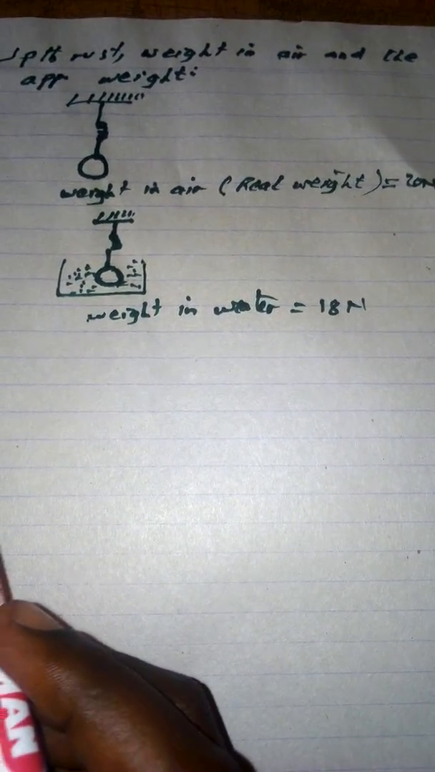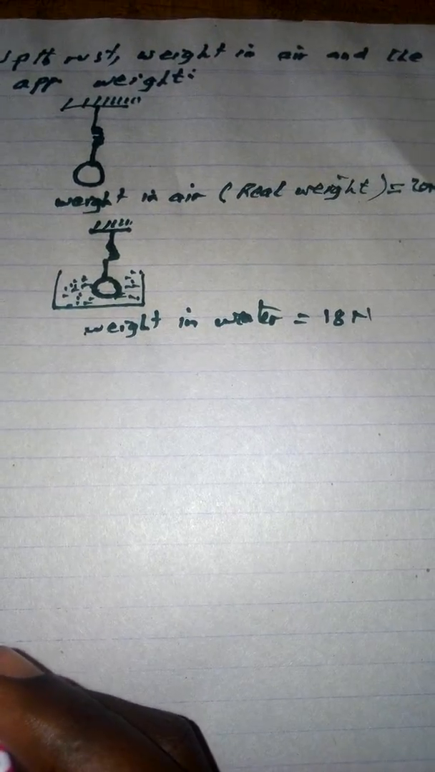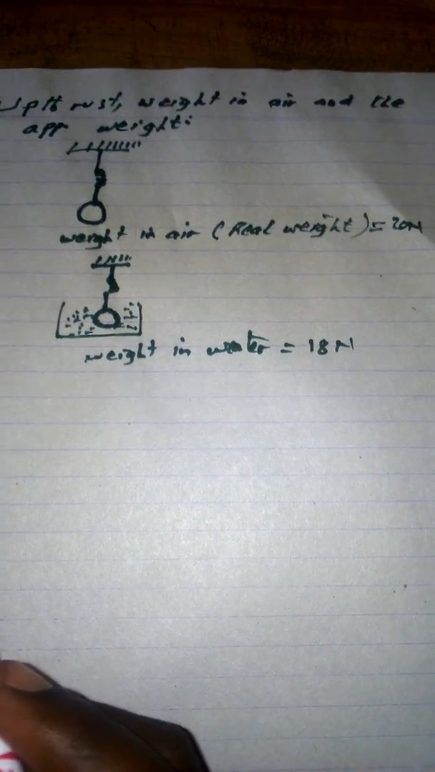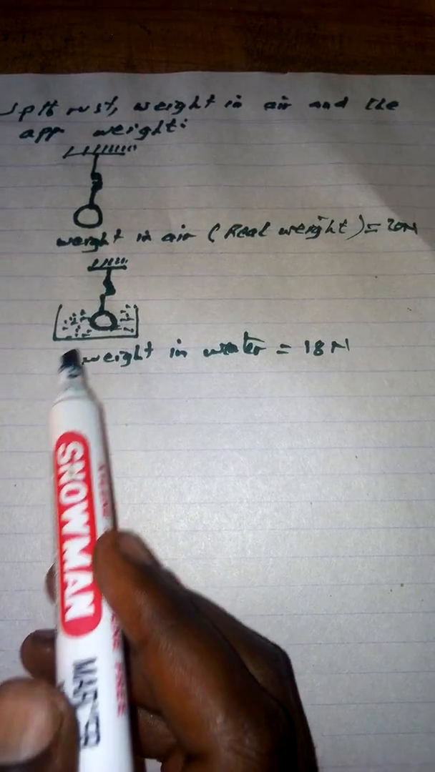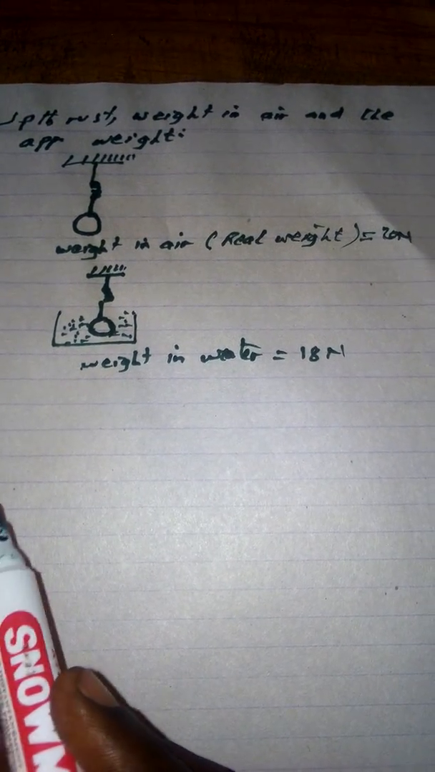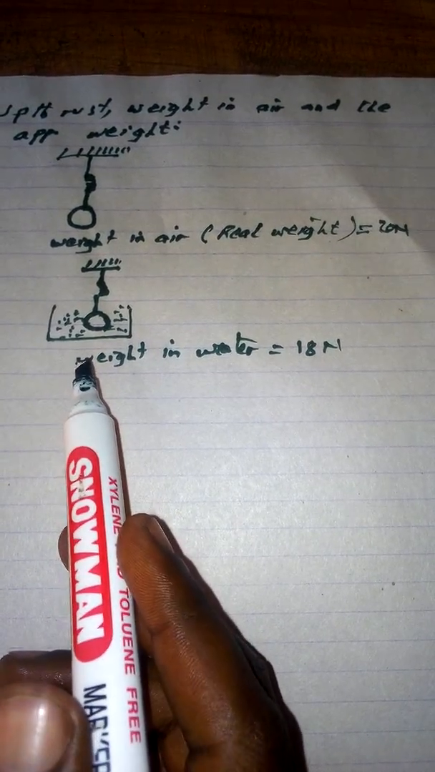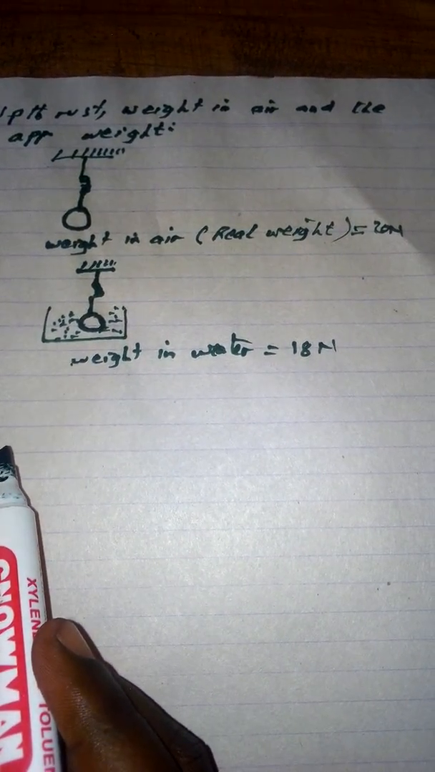So he thought, what makes this weight decrease? Once I record the real weight, it is large. But when the same object is placed in water, its weight decreases. He thought, and he concluded that, of course, there is an upward force. So long as you put this stone inside the water, there is an upward force which acts on this object when that object is totally or partially immersed in the fluid.